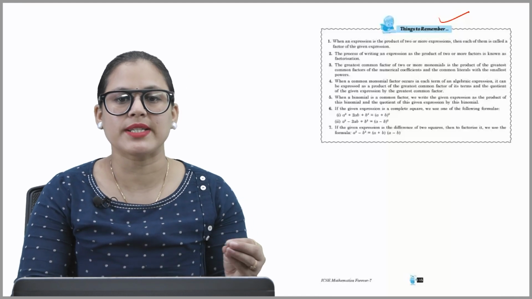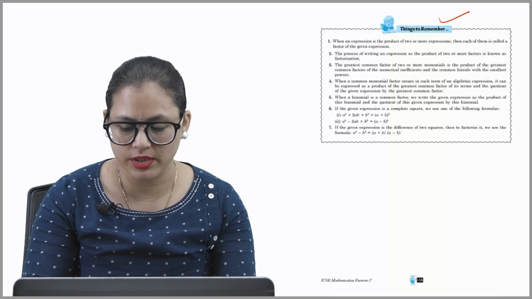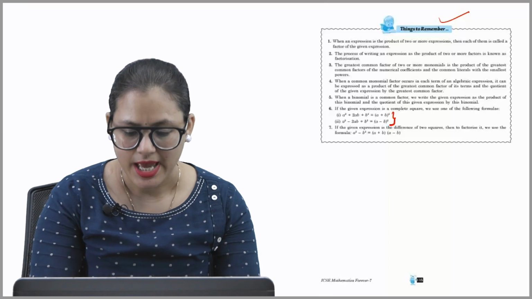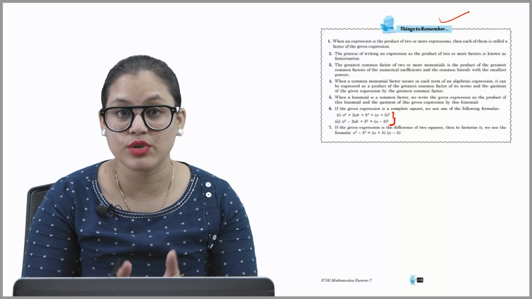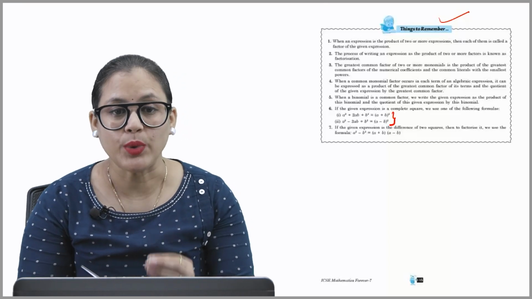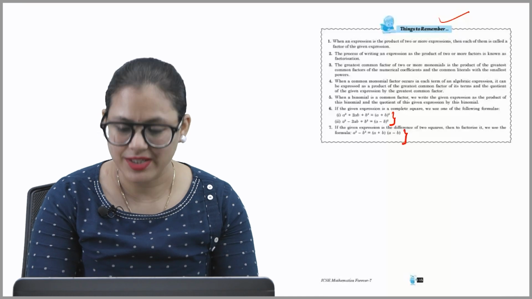If the given expression is a complete square, we use one of the following formulae. And if the given expression is a difference of two squares, then to factorize, we use this formula. Right, students?